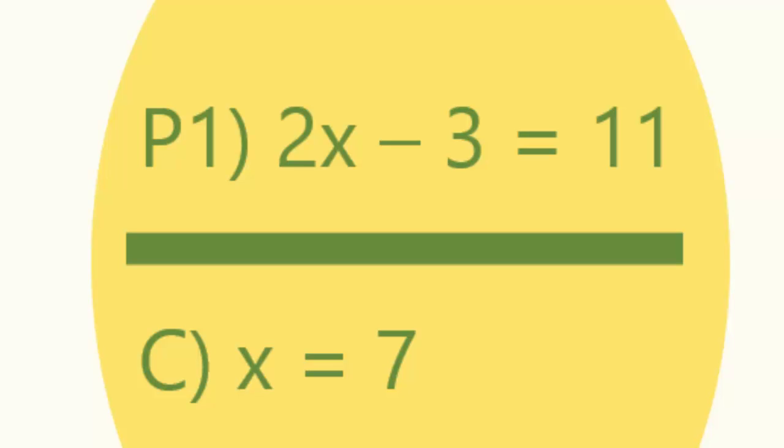And again, we're trying to determine whether it's an inductive argument or whether it's a deductive argument. Its first premise says that it's true that 2 times (x minus 3) is equal to 11. Therefore, x is equal to 7. So pause the video, take a moment, decide whether you think this is an inductive argument or a deductive argument.